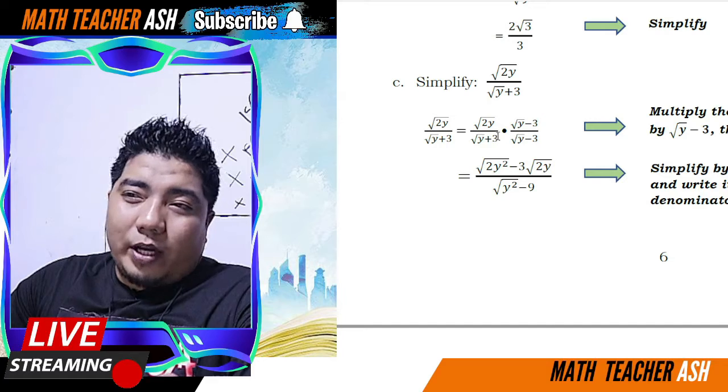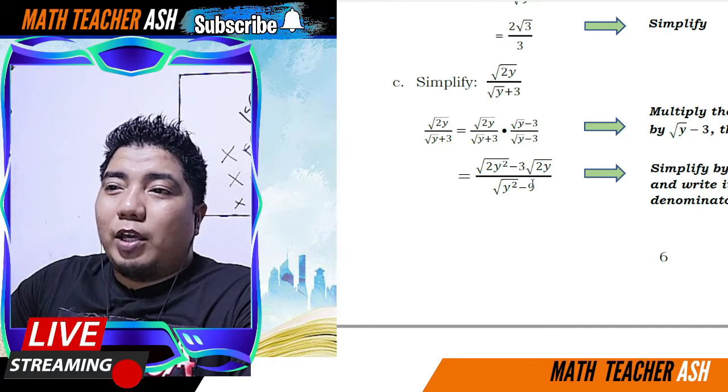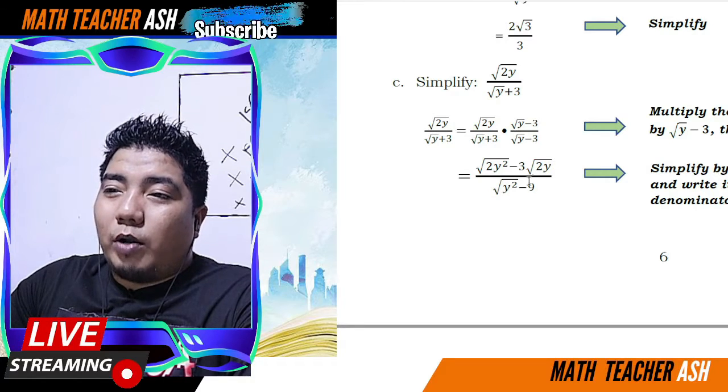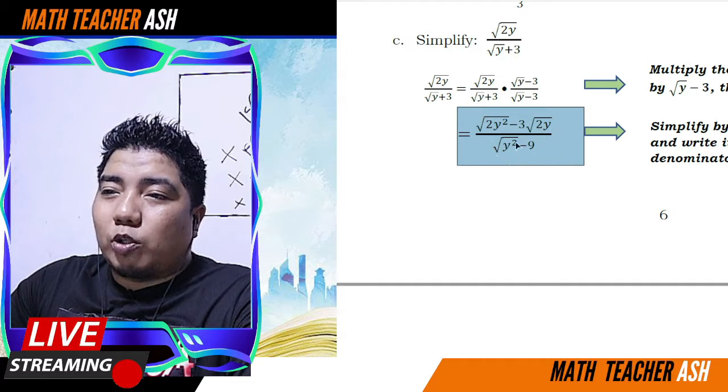When I say squared, that is multiplied by itself. So, ano bang squared ng 3? That is 9. Okay? So, you have square root of y squared minus 9. Of course, this is not yet simplified because meron pa tayong square root dito.